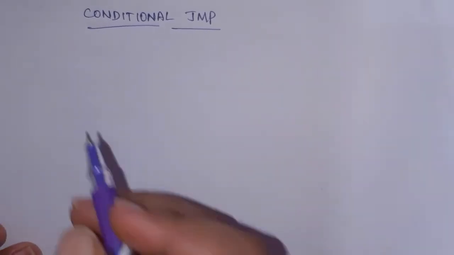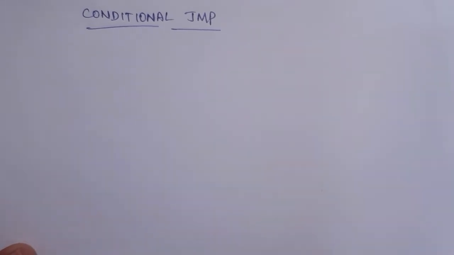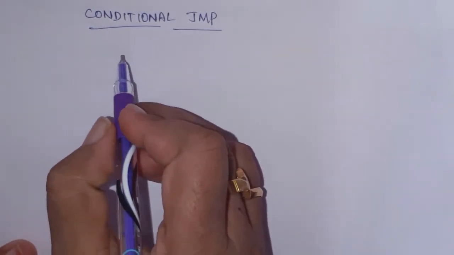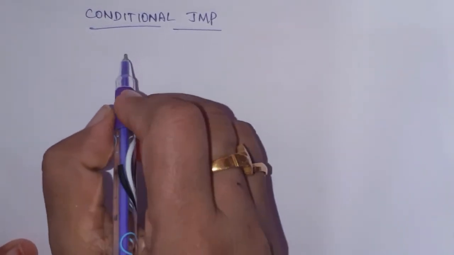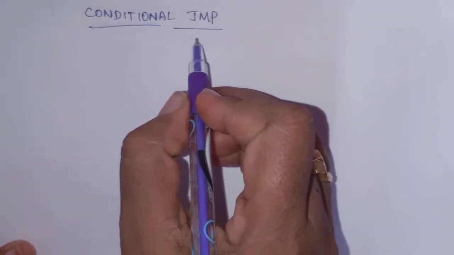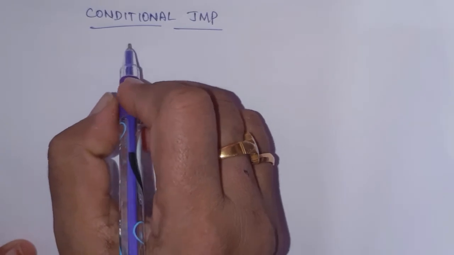Hello students. So let's see conditional jump instructions. In the last video we discussed the unconditional jump instruction. Now let's see the conditional jump instruction. This jump instruction checks the condition of the conditional flags.